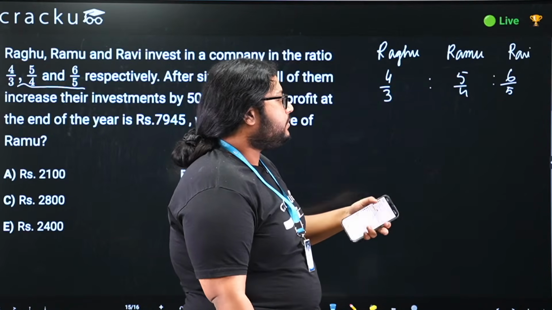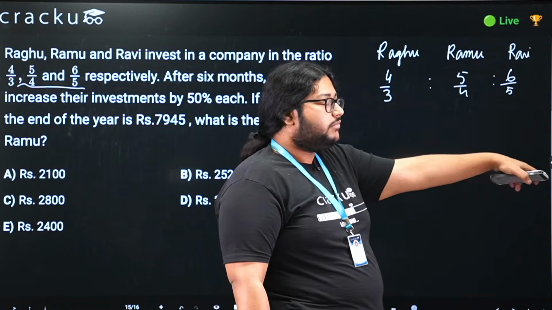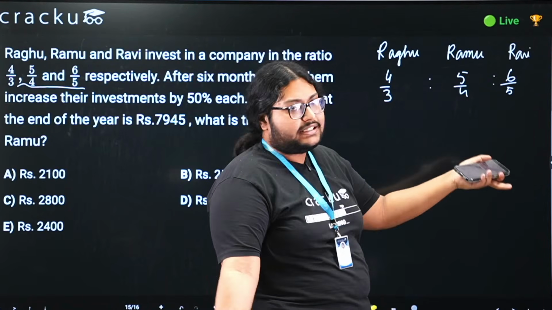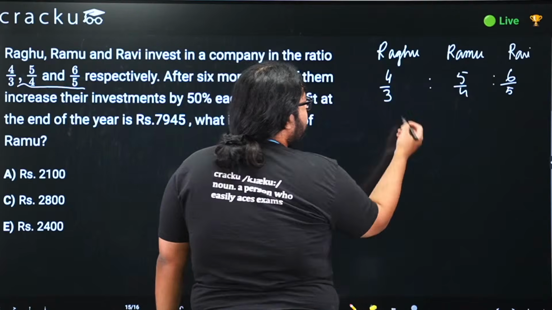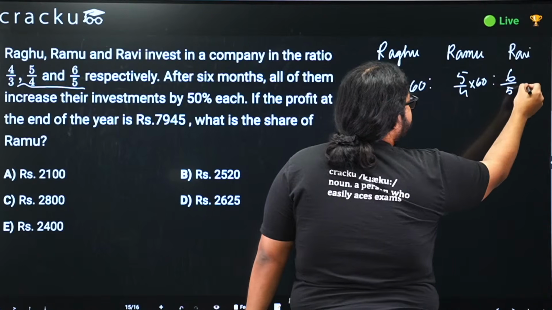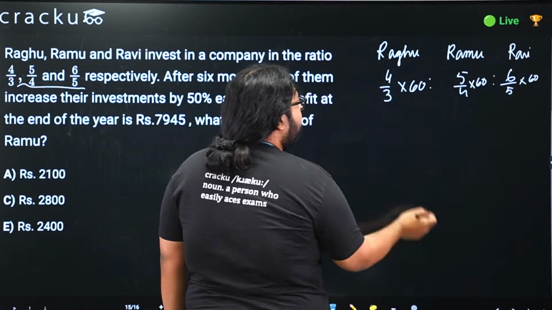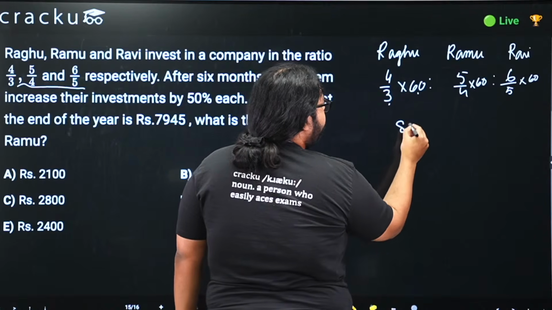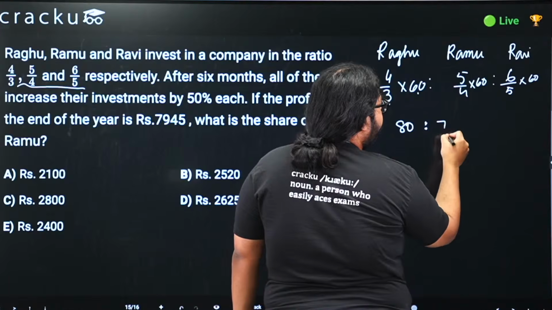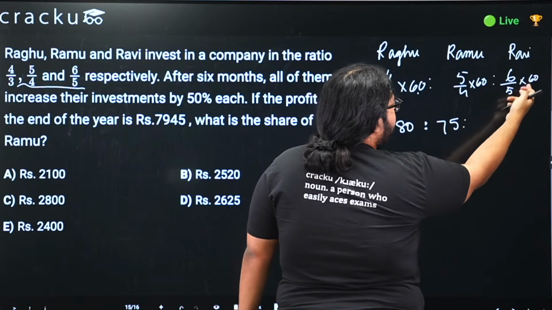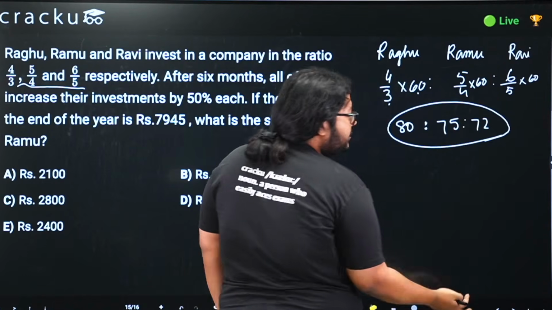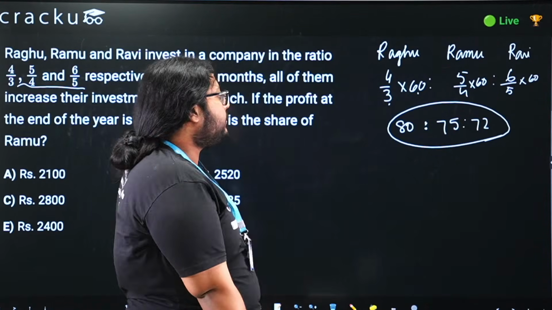What is the best way to do that? Multiply with the LCM. So the LCM of 3, 4 and 5 is, okay, 5 3s are 15, 4s are 60. 60 is the LCM, so we can just multiply 60 in all of these. That gives me 20 × 4 is 80, 15 × 5 is 75, and 12 × 6 is 72. So now this is a much more beautiful, much more workable ratio.